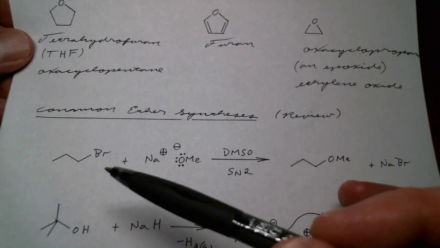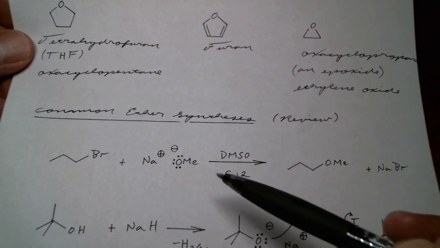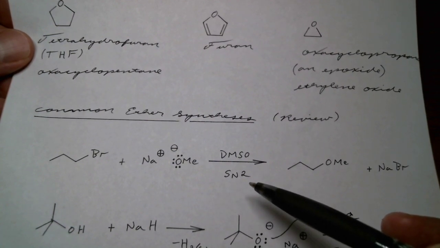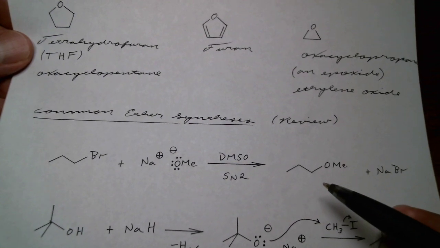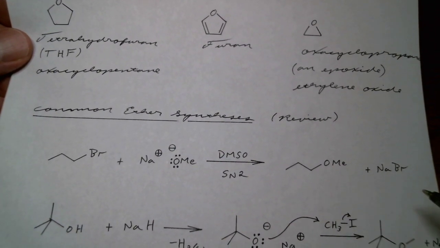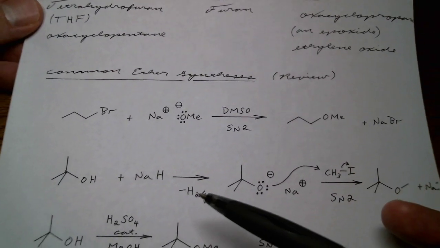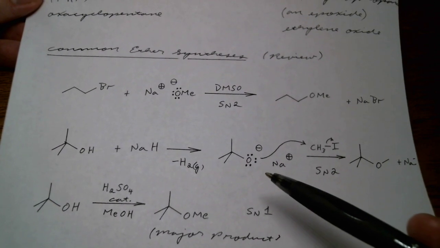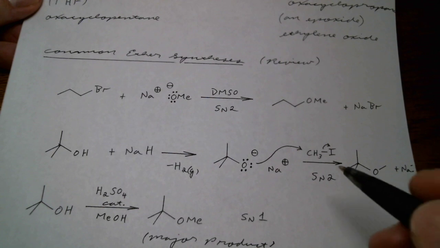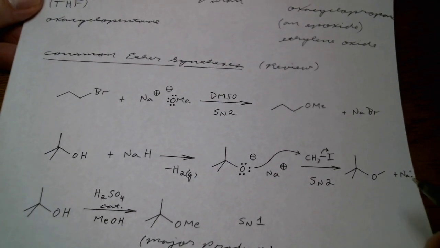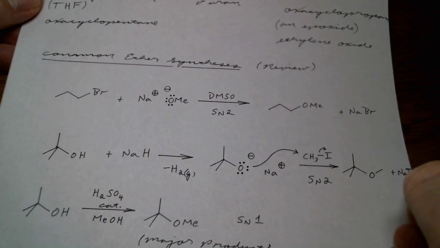Here we've got 1-bromopropane. If you add in sodium methoxide, we primarily favor SN2. We might get a little E2 byproduct, but in the SN2 paradigm, we get methylpropyl ether plus sodium bromide. Here is tert-butyl alcohol. If we add NaH, we lose hydrogen gas. We form sodium tert-butoxide. If we then throw in methyl iodide, we get MTBE through an SN2 reaction. And of course, we get a little sodium iodide.